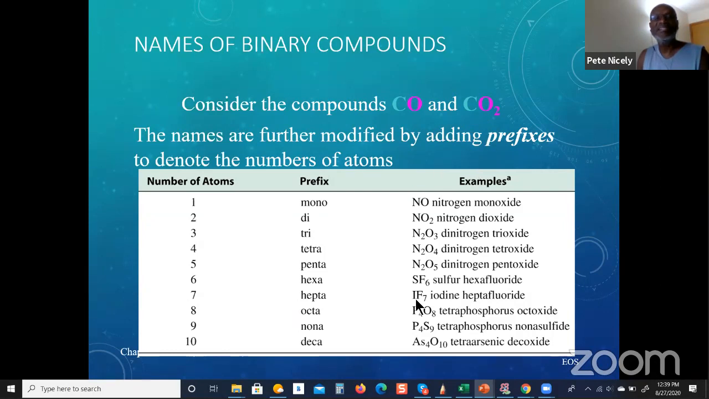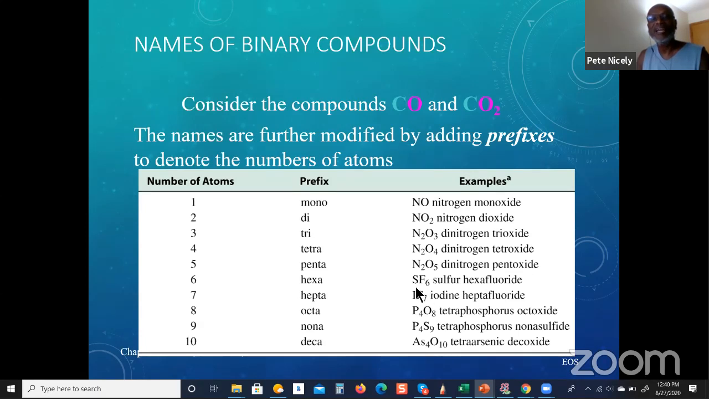And you'll see that in these examples listed here. So for example, the name of this compound here is nitrogen monoxide. The name of this compound here is nitrogen dioxide. However, when you get to this compound, because you have two nitrogens, then you have to indicate the two using the prefix di. So the name of this compound will be dinitrogen trioxide. In this case, it's dinitrogen tetroxide. In this case, it's dinitrogen pentoxide.